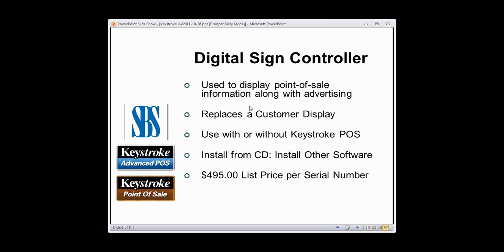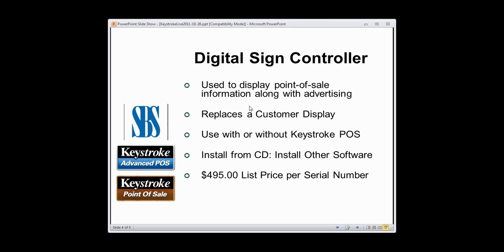We're going to quickly go over, we can install from the CD. On our current CDs is the current digital sign controller, and it's on every CD from 6.3.0 forward. Version 7, and the current version has the most current digital sign controller. And as I mentioned, it's licensed $495 per store location or Keystroke serial number. So you can have one or multiple stations using the digital sign controller, and the cost of $495 is the list price. You do get your dealer margin on that.